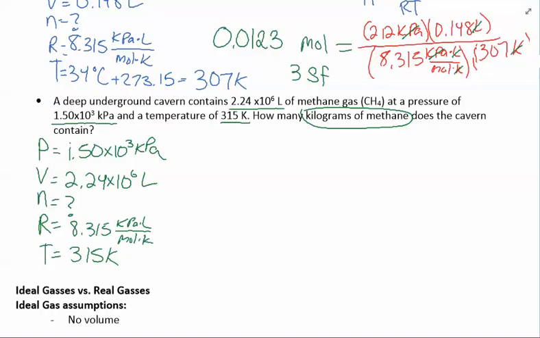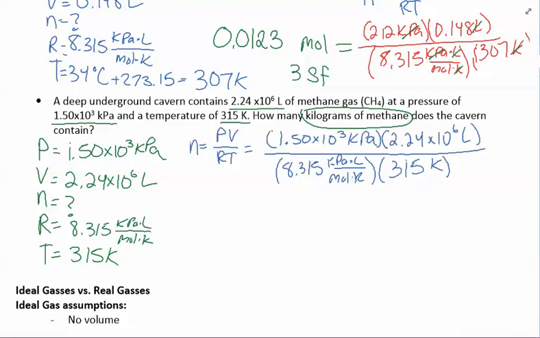So we have our variables lined up. We're again solving for N. Notice how all of our units are matching. We're already in Kelvin, so we don't have to convert it. So now our units cancel. We have kilopascals and kilopascals, liters, and Kelvin. And again, we're going to be solving for moles.